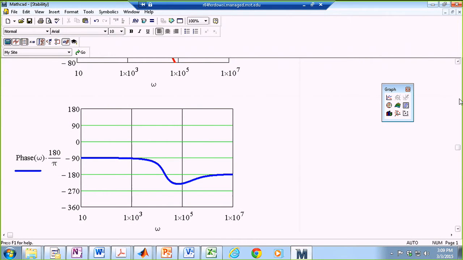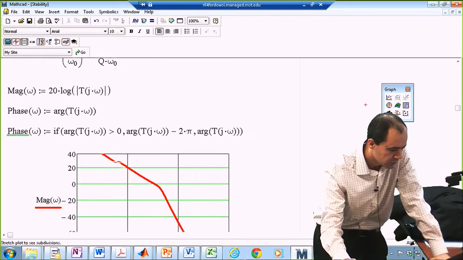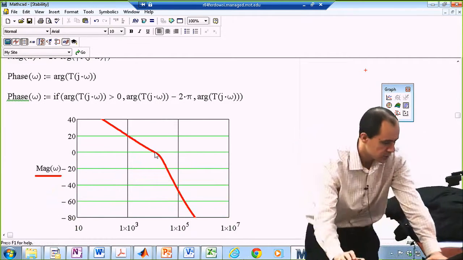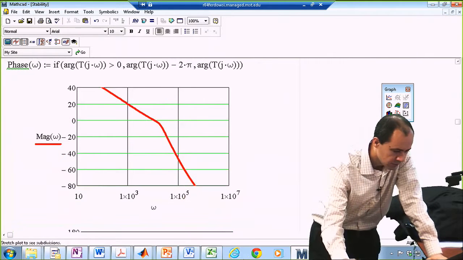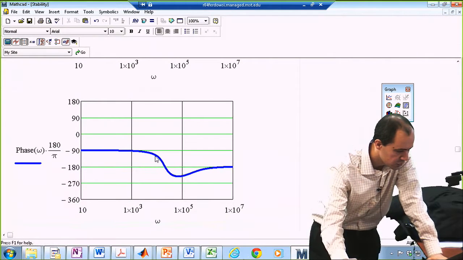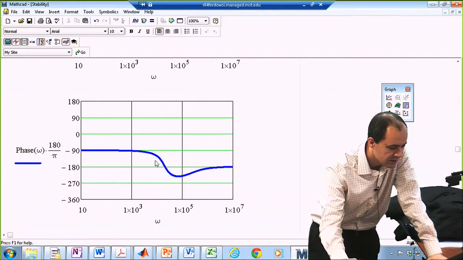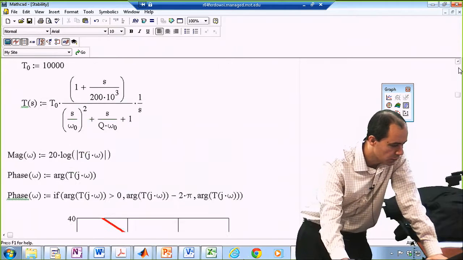So first I changed this 100 to 10,000, and everything was good. The crossover frequency has moved somewhere over here. It is moving further to the right. It's somewhere between 1,000 and 100,000. And in terms of phase margin, you're still doing good. You still have about, I would say, 70 degrees of phase margin. Now let's go to 1 million.